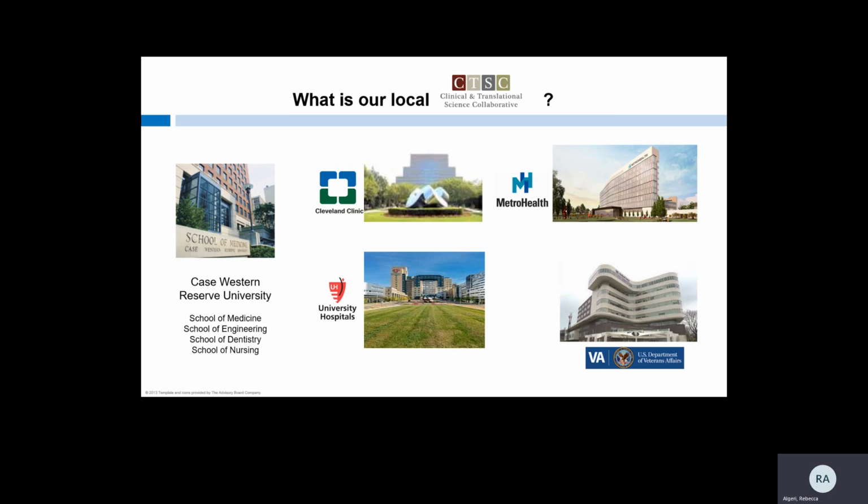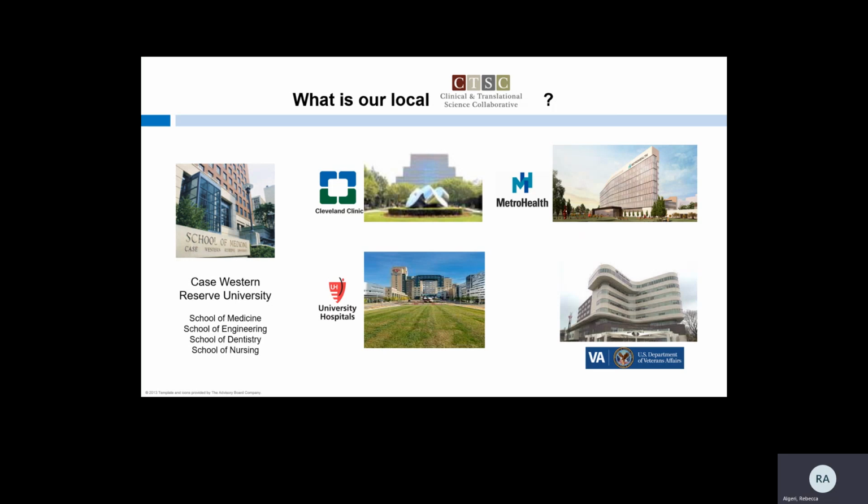Now let's focus on local resources, especially how your institution is a conduit for CTSA resources and how to access them. Cleveland institutions have received program awards since the CTSA's inception in 2012. The Cleveland Hub is known as the CTSC, the Clinical and Translational Science Collaborative, that includes Case Western Reserve University School of Medicine and its affiliated hospital systems, including the Cleveland Clinic, MetroHealth, University Hospitals, and the Louis Stokes Veterans Administration Medical Center. Each institution brings its unique strengths together to support clinical research investigators across this Cleveland consortium.